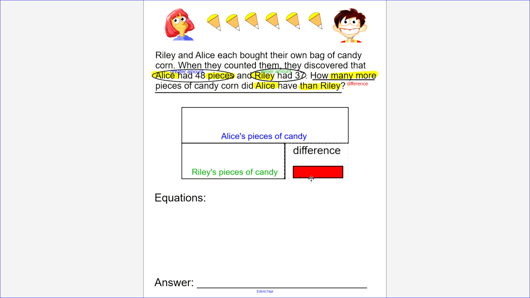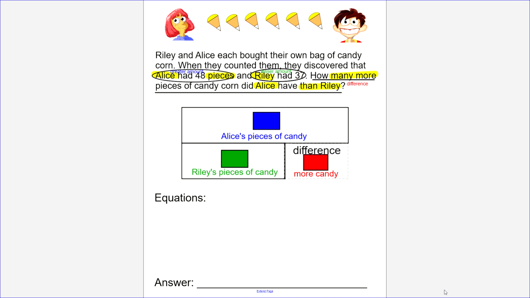The words that I'm going to include in the difference are those compare words. More candy. I could also put more than, because that's the difference. Alice has more candy than Riley. More than or more candy is the difference.